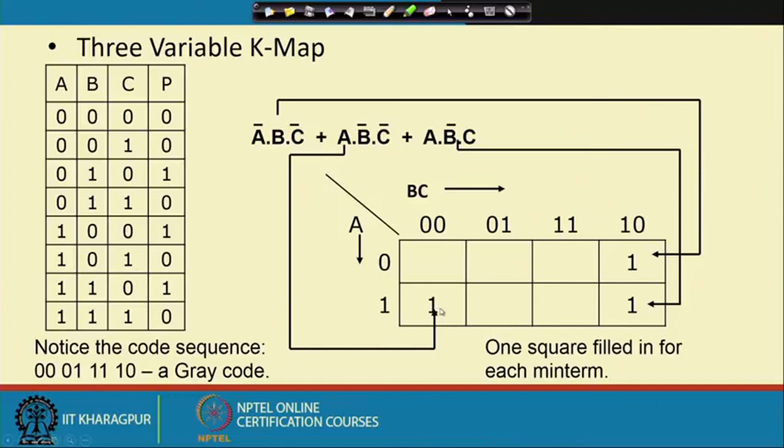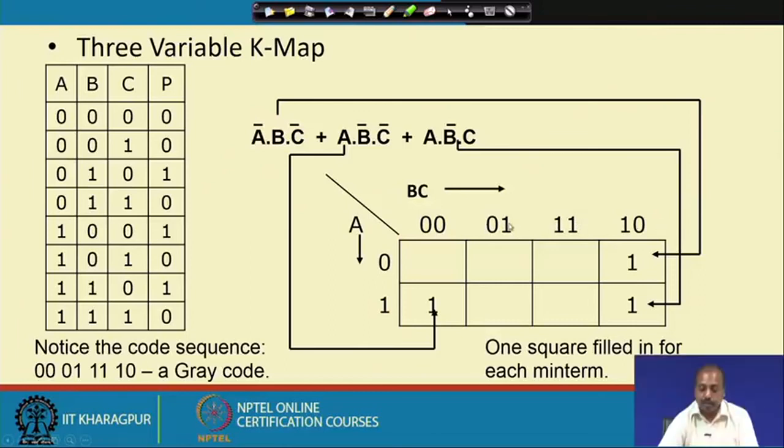So, this is the representation, and then I can do this grouping, as we were doing in the previous example. One square is filled in for each min term, and here you see one thing about the way we are writing these indices. This is 0 0, 0 1, 1 1 and 1 0. It is not like 0 0, 0 1, 1 0, 1 1. So, it is not the binary ascending order, but it is in some sort of gray code.